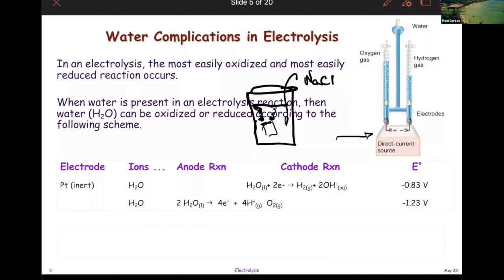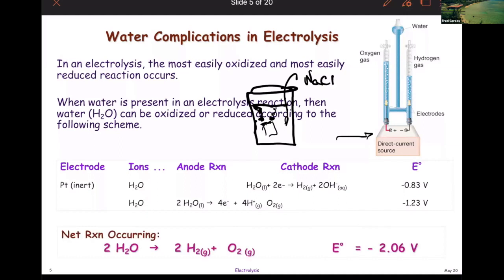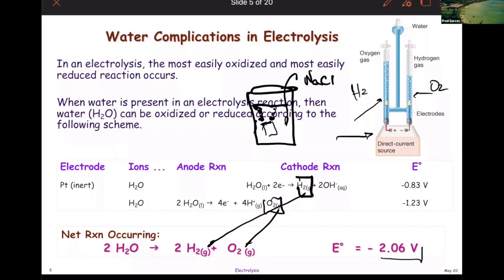But this is the net reaction when you do electrolysis of water. Water breaks down to hydrogen gas right here and oxygen gas right here. The H plus and the OH minus, well, they tend to cancel out, but the electrolysis of water is going to generate hydrogen and oxygen. And it's going to cost 2.06 volts. Okay. That's how much energy you need theoretically to split water.